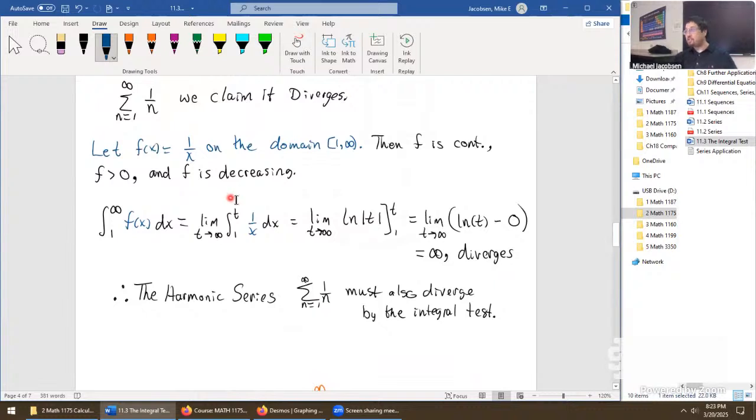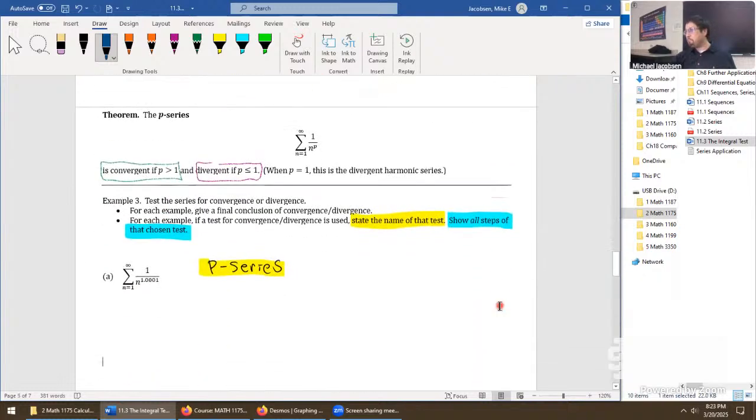You have to integrate, you have to show the setup phase, converting to a limit, evaluate, give a conclusion, then go to the next conclusion. But if it's a P-series, showing all steps means this. You have to tell me what the power is, 1.0001. Go back to the test, greater than 1, and you have shown all steps.